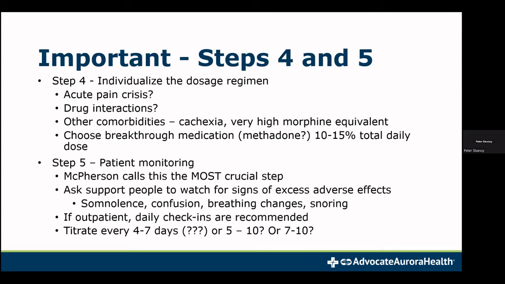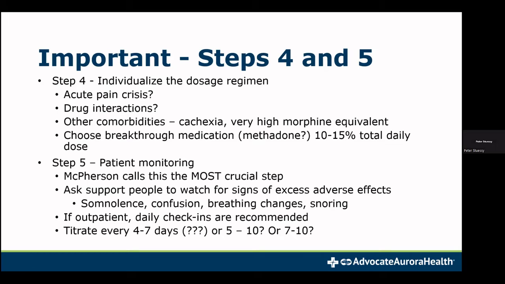All right, so then the last two steps after converting to methadone is to individualize it. Do we have an acute pain crisis? Are there drug interactions where we should be maybe being a little bit more aggressive or less aggressive, depending on if it's an inducer or inhibitor? Do we have other comorbidities, like cachexia? Are they probably low protein levels, so more free drug? Are they on a really high morphine equivalent, where McPherson recommends don't use any more than 40 of methadone to start? And then you have to choose a breakthrough medication.